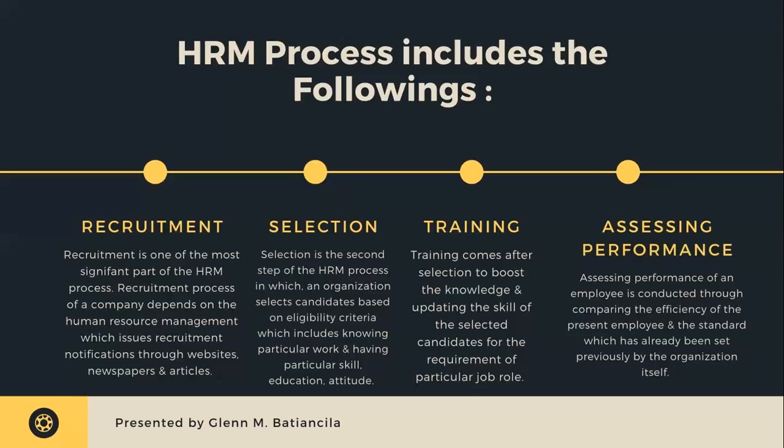Okay? Next is selection. Selection is the second step of the HR process in which an organization selects candidates based on eligibility criteria, which includes knowing a particular work and having particular skill, education, and attitude. So there are lots of applicants who will apply to the organization, but of course, not all of those applicants are qualified. So we look at educational backgrounds, the personal attitude of the employees, the skills that can help the organization, and at the same time at least a little experience when it comes to working inside the organization.